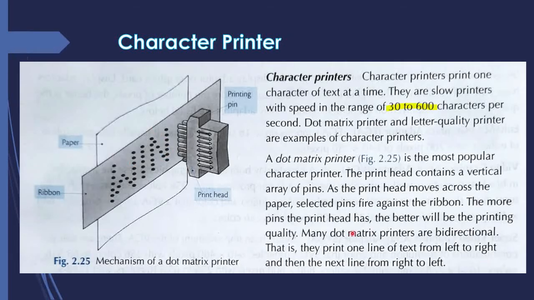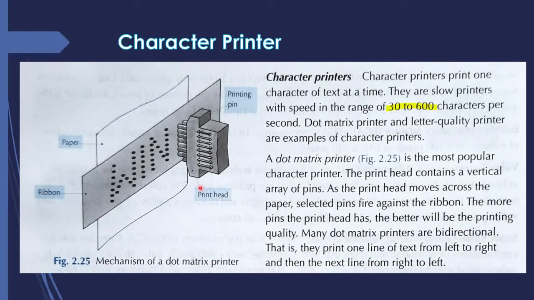The more pins the print head has, the better the print quality will be. That means if the head has more pins, the printing quality will be good. And many dot matrix printers are bidirectional. That is, they print one line of text from left to right and then the next line from right to left. Left to right it prints out, then again from right to left. Okay, so this is the mechanism of a dot matrix printer.